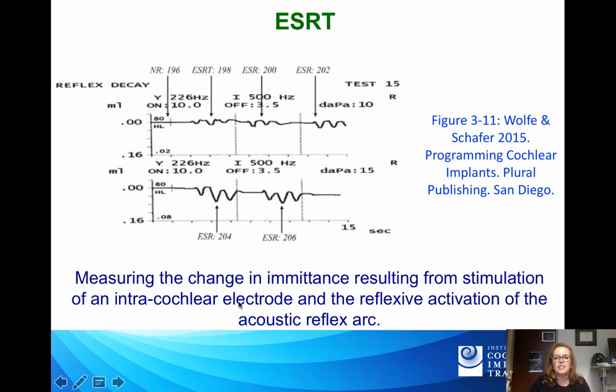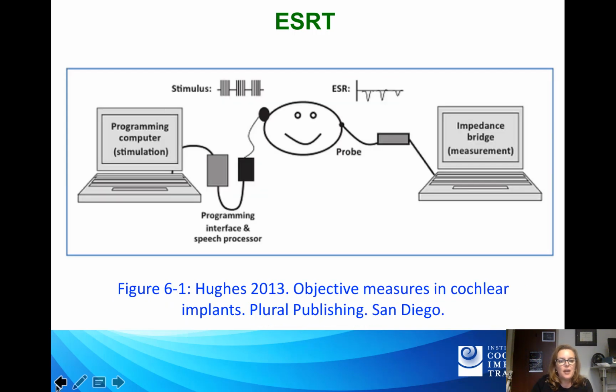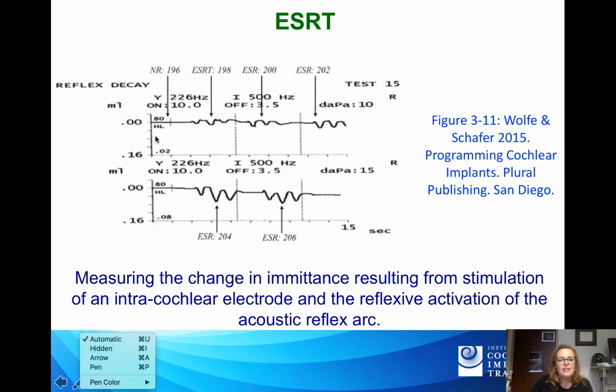Well, let's move on and look at this a little bit more carefully. So what you see on this figure is the nice acoustic reflex decay window again. So you have the nice 10 to 15 second time window. This was actually taken from the Wolf and Schaefer 2015 book, figure 311. So what you're looking at here, I want you to look at my cursor here. I'm going to draw on this pen. Here we go. So I want you to focus right here.